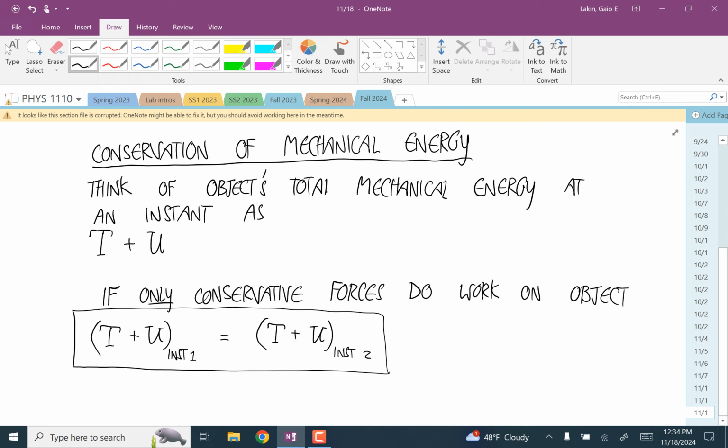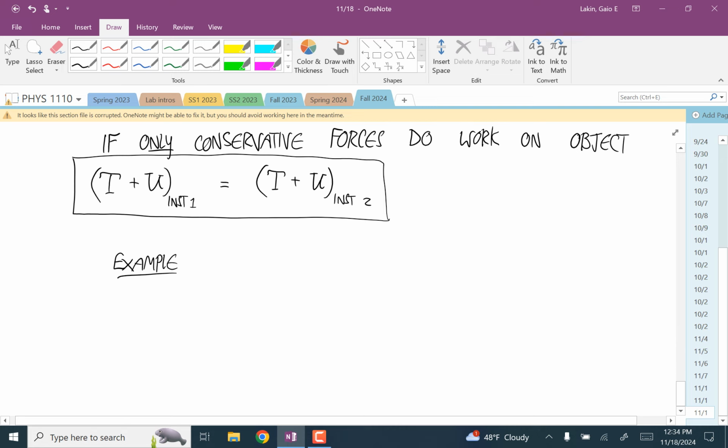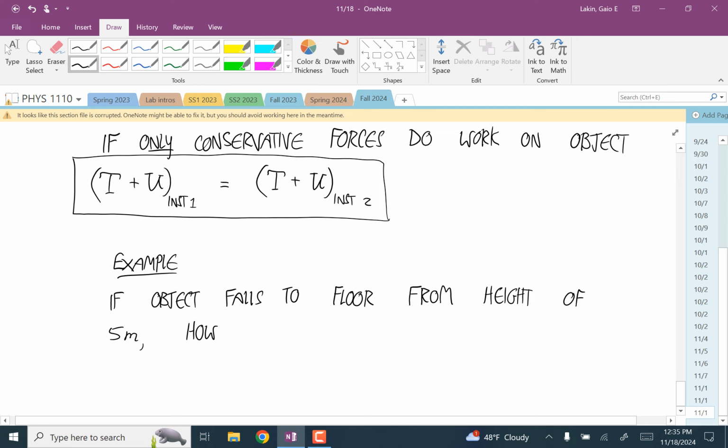Okay, so let's see one example. If an object falls to the floor from a height of 5 meters, how fast is it going just before it hits the ground?